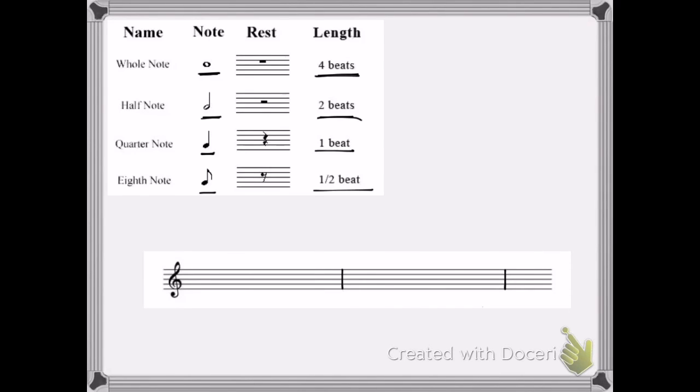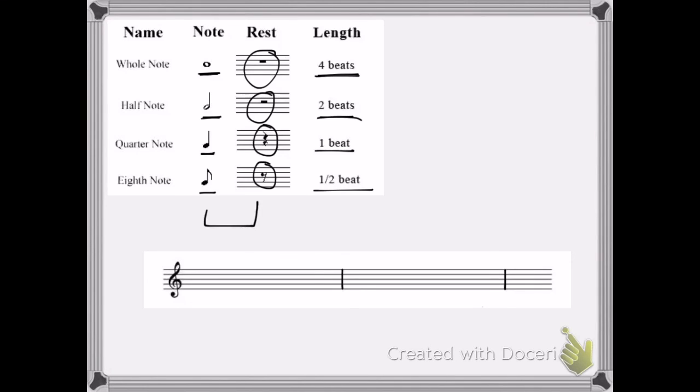It works the same way for rests. For the different types of rests, which are seen here, they have a different value of beats. A whole rest is 4 beats. Half rest is 2 beats. Quarter rest is 1 beat. Eighth rest is half a beat. Since I have to have 4 beats in one measure, I can mix and match notes and rests together in one measure as long as the total number of beats is 4.